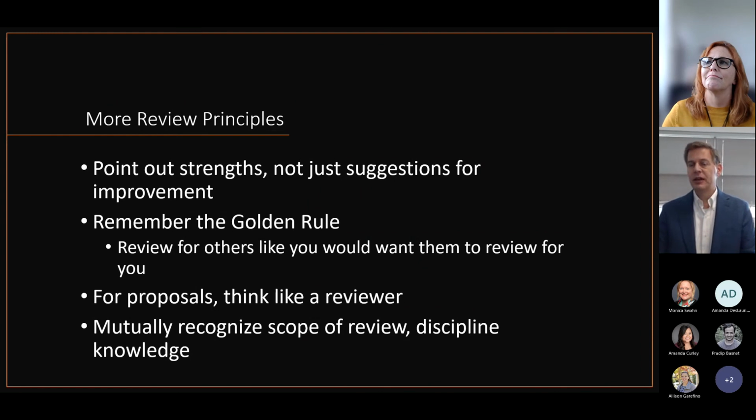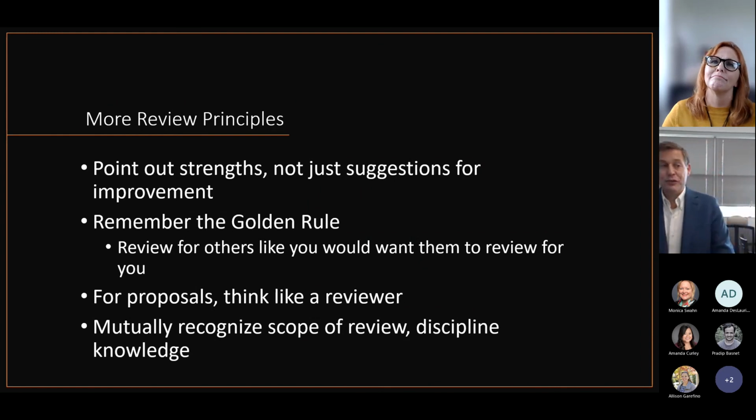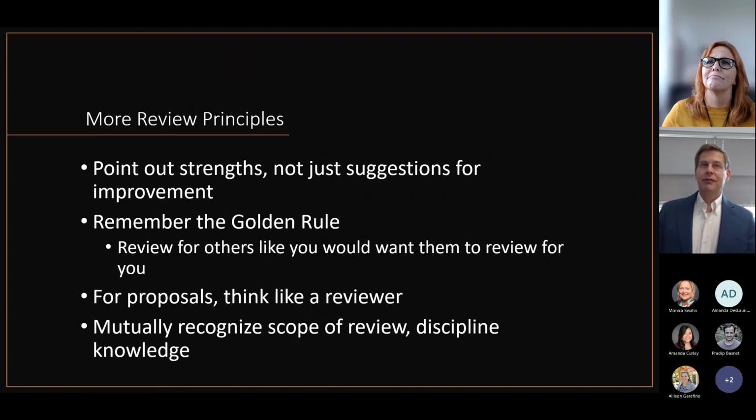They may not have discipline knowledge. And for something like a journal, they may not have the knowledge of the audience of the journal. So there may be things that you don't need to necessarily communicate, but they just might not understand them, and that's fine. So we recognize that.